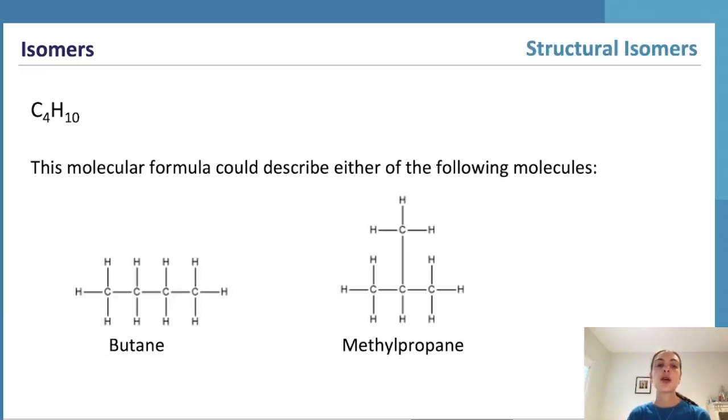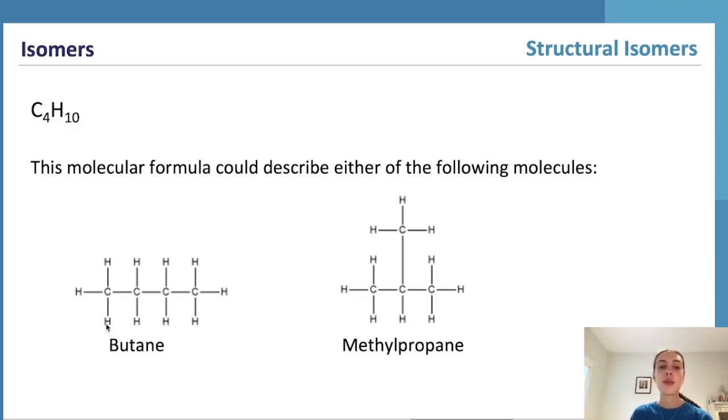So when we look at structural isomers, we can consider something like C4H10. With C4H10, we've got 4 carbons and 10 hydrogens in this molecule. And so we can easily say, well, that would describe a butane molecule because it's got 4 carbons. But what we haven't considered is how branching can affect what the molecular formula is going to be. So it could also describe methylpropane.